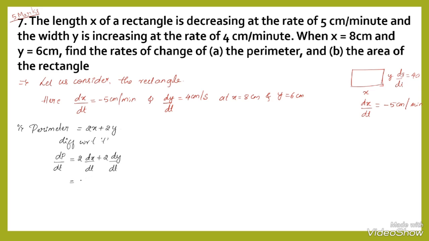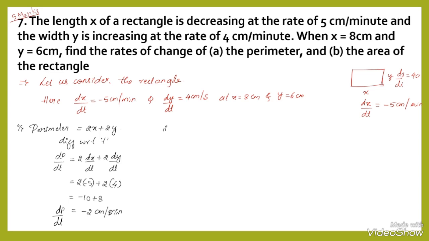I can substitute here: 2 into dx by dt, that is minus 5, plus 2 into 4. That is 2 fives are minus 10 plus 8. The result will be minus 2 centimeter per minute. The perimeter of the rectangle will decrease at minus 2 centimeter per second.